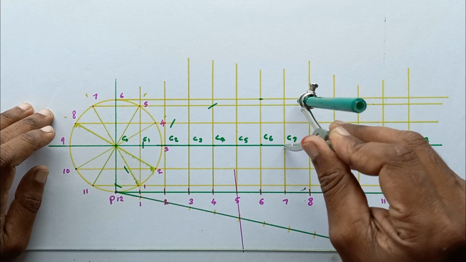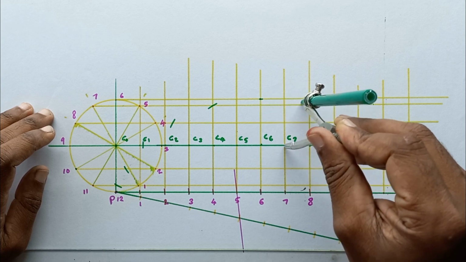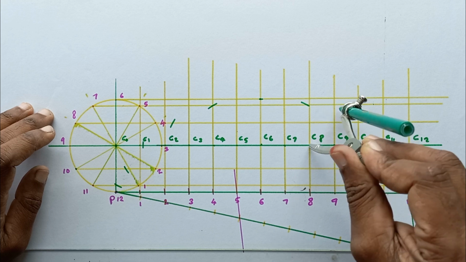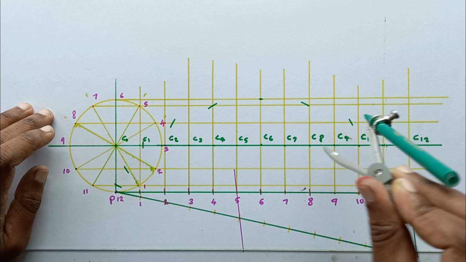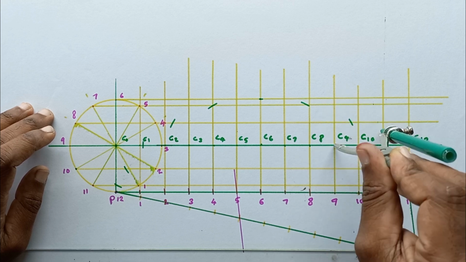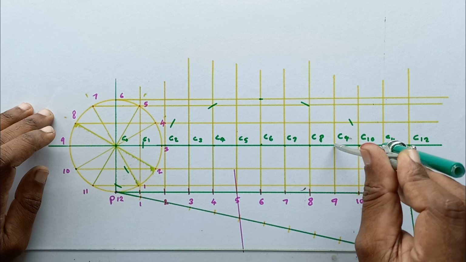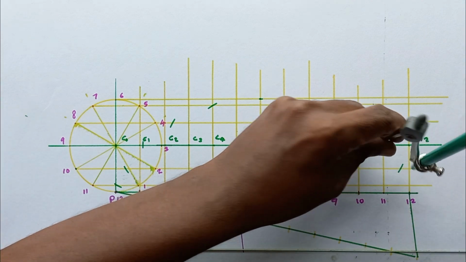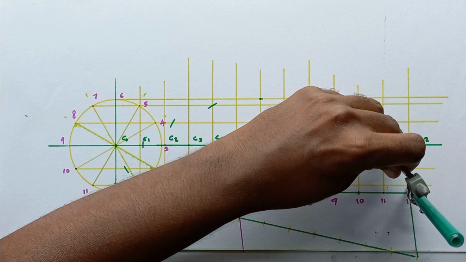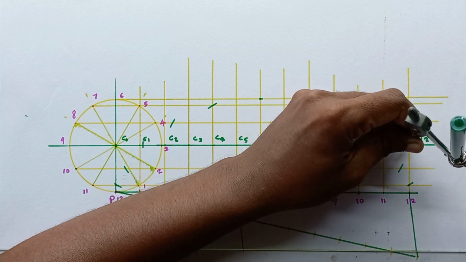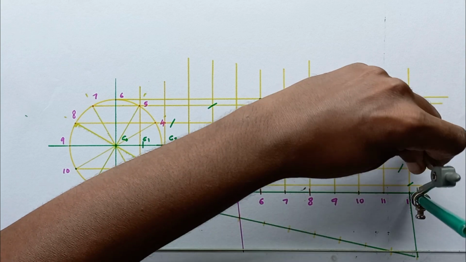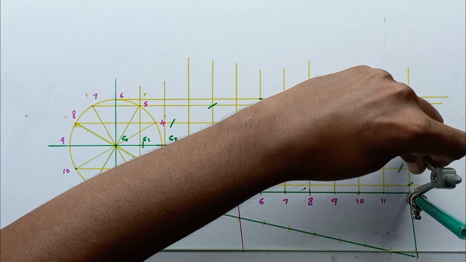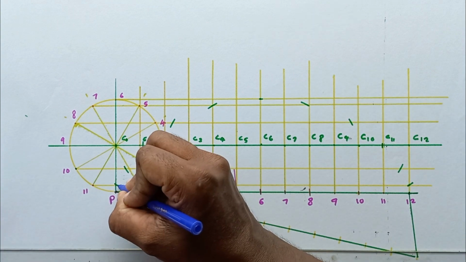C7, C8, C9, C10, C11, C12. Mark these intersection points.